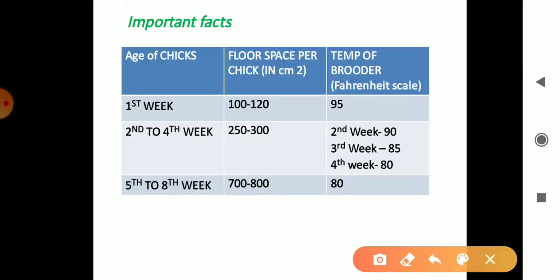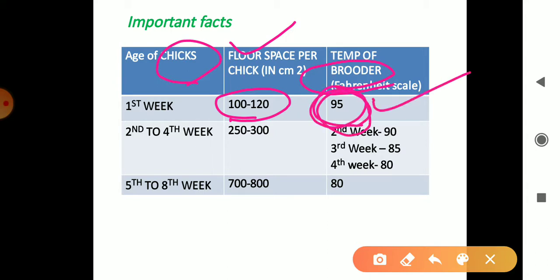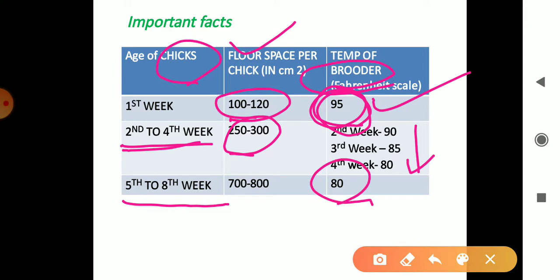And just see some important facts regarding poultry. So this is the chick, and how much floor space is required, and the temperature of the brooder, meaning where the chicks are kept artificially under artificial light. During the first week, the chicks require 100 to 120, and this is very important. The temperature at first is 95 degrees, and as the days pass, the chick's body size also grows, so it requires more floor space, and the heat requirement gradually declines, and by the 5th to 8th week it is 80. It's a very important question.